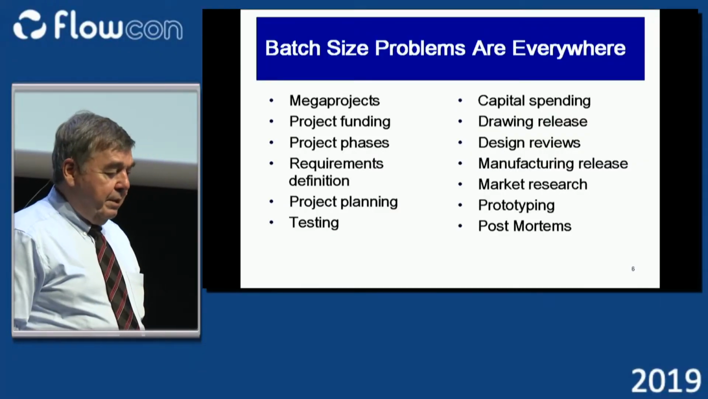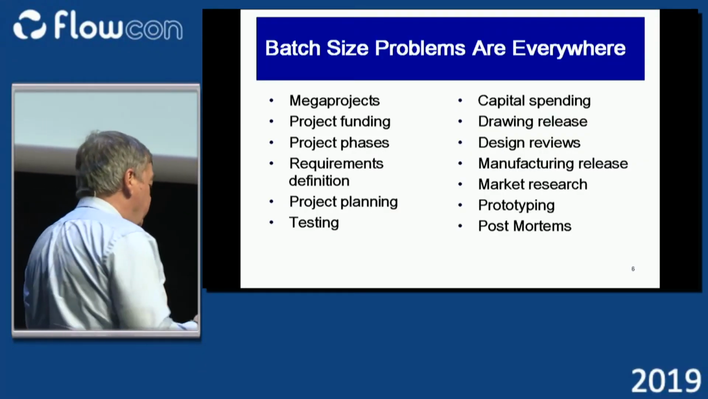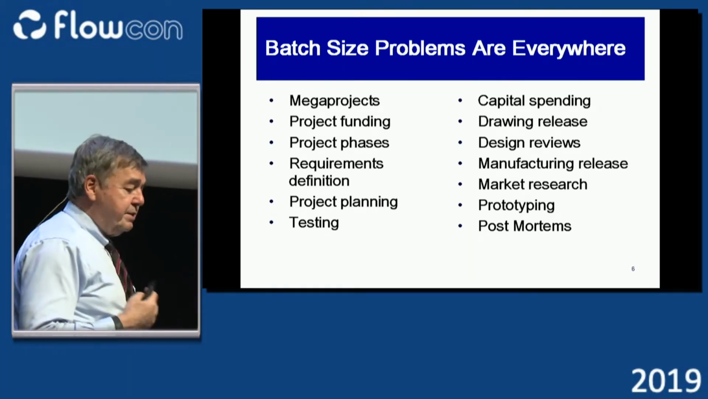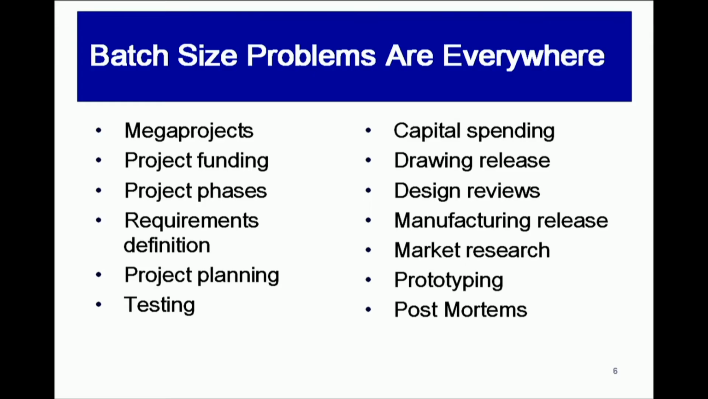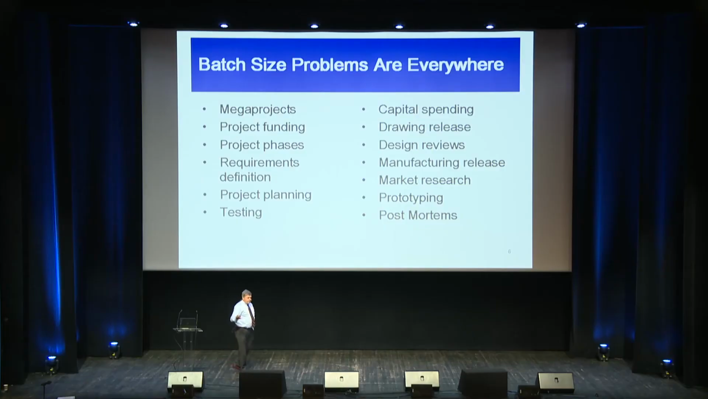Now, where do we have batch size problems? They are all over the place in our processes because they're invisible. There are no natural predators for large batch size, so they flourish in our processes. We make projects that are too big. We fund projects with large bags of money. It takes as much effort to ask for a large bag of money as a small bag of money, so people ask for large bags of money.